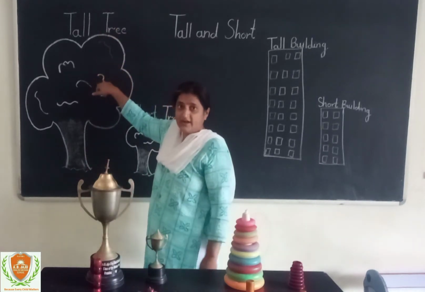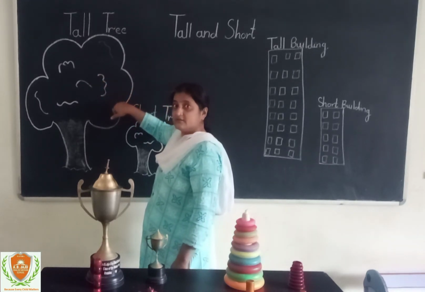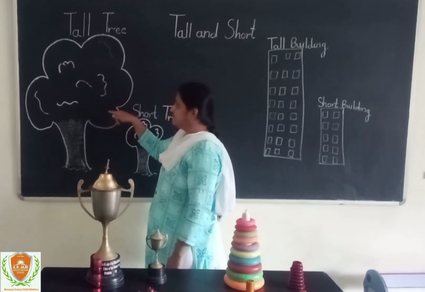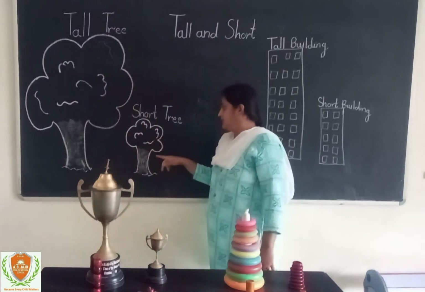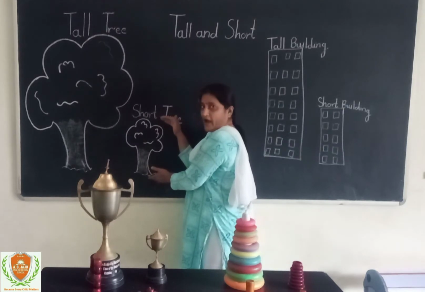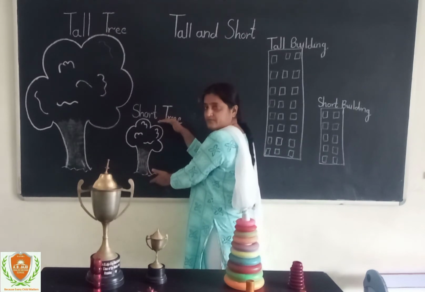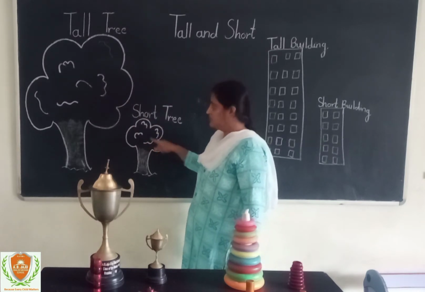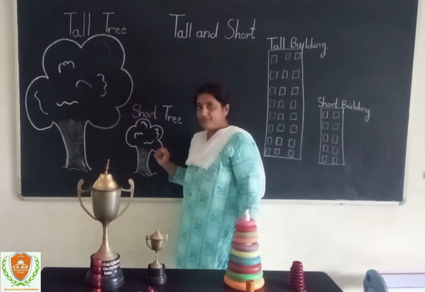Why is this tall, students? Because its height is greater. That's why this tree is tall. Okay. Now the next tree. This tree is short. Why short? Because this tree is small. This tree is tall and this tree is short. Tall, short. Okay.